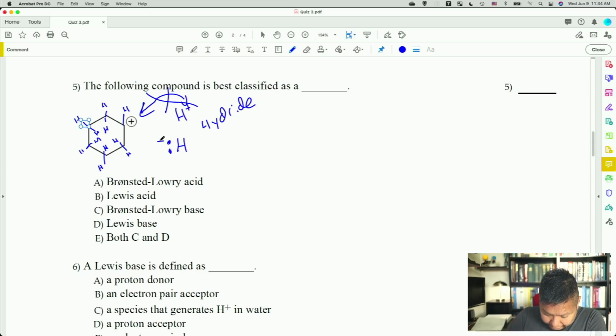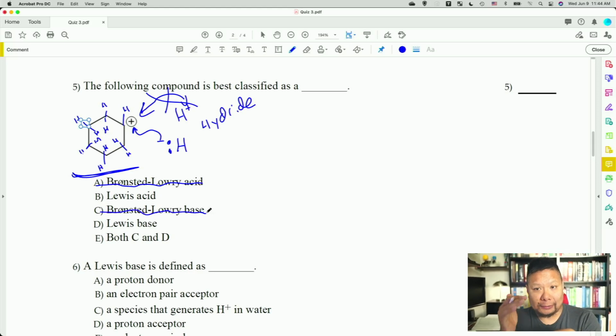Now this pair of electrons can donate itself to the carbocation right there. So what did this cyclohexane just do? It accepted electrons. Does that fit Bronsted-Lowry? No, because Bronsted-Lowry is about protons. Does it fit Arrhenius? No, that's about protons and hydroxides. So it can't be any of these. So it's either got to be a Lewis acid or Lewis base, and now you get back down to your vocabulary and your basic definitions.